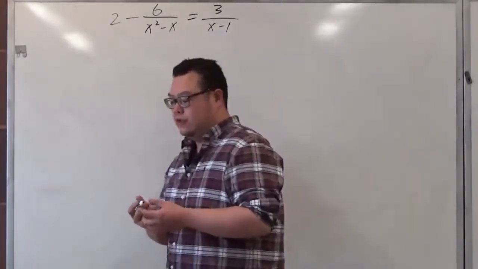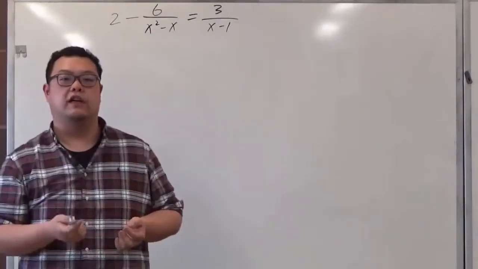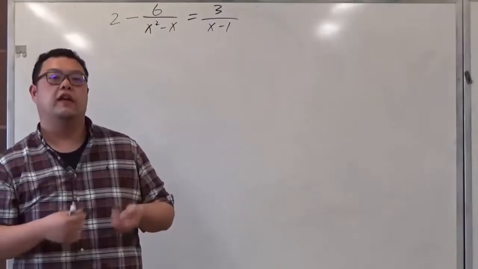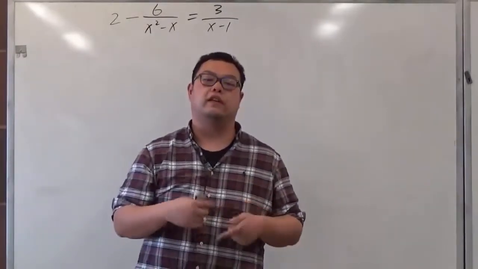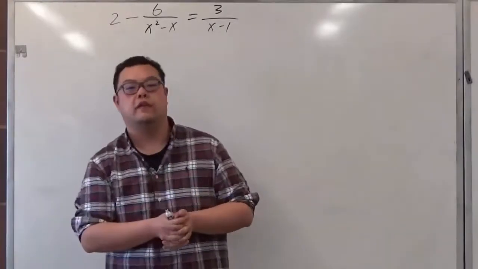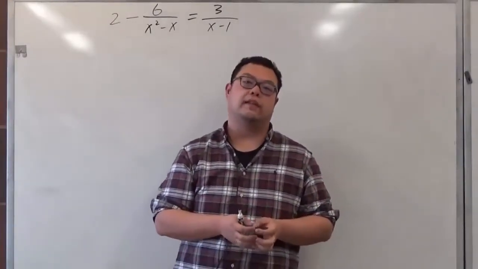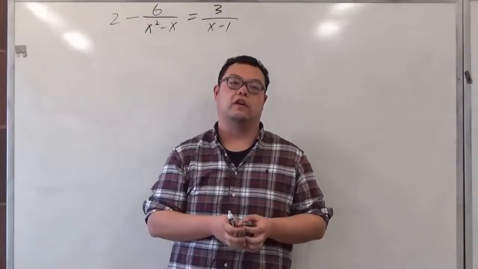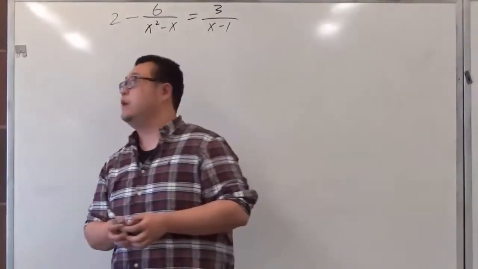So basically what we're trying to do is find the least common denominator. The easiest way is to multiply each term of the equation by the least common denominator. Therefore, the denominators will disappear.